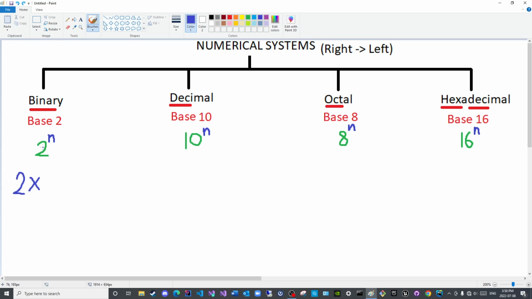So the base is always constant. The repetitions depend on the number used for the exponent. Now, for any number of any numerical system, the rule is as follows.